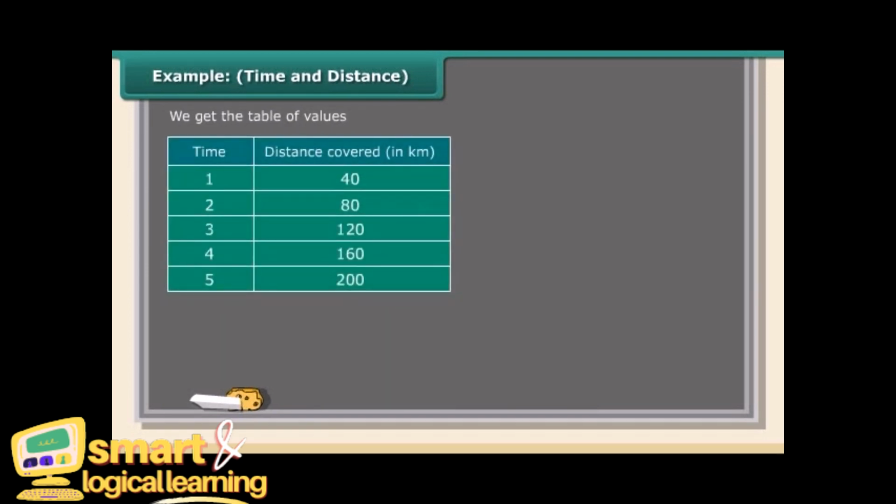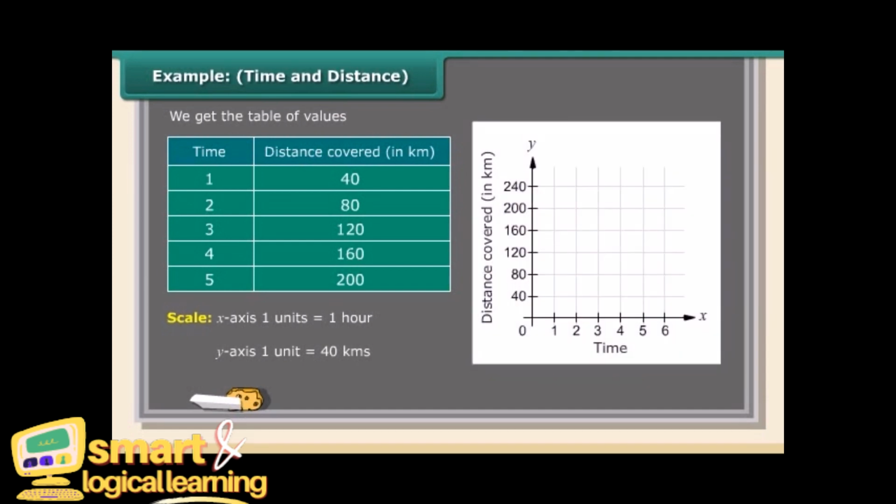We get the table of values. Scale: x-axis 1 unit is equal to 1 hour. Y-axis 1 unit is equal to 40 kilometers. A. Mark time on the horizontal axis. B. Mark distance on the vertical axis. C. Plot the points (1, 40), (2, 80), (3, 120), (4, 160), (5, 200). D. Join the points. We get a linear graph.